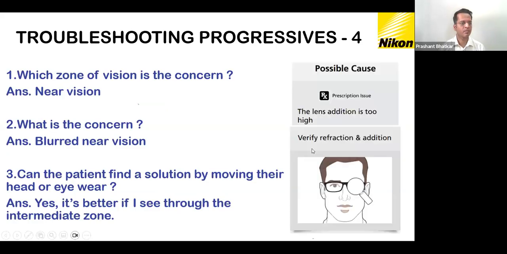The prescription that was given overcorrected the addition part, so he's a little more uncomfortable with that. Sometimes the corridor that you have selected is not correct. Every brand will have different kinds of corridors. In terms of Nikon, we have 3 corridors, and every brand will have their own different kinds of corridors. So sometimes the corridor does not match. This can also be the reason for that.